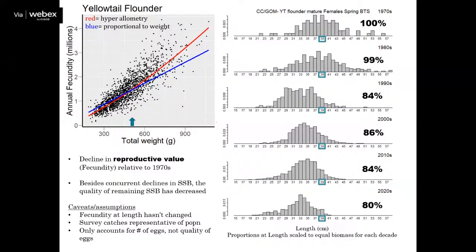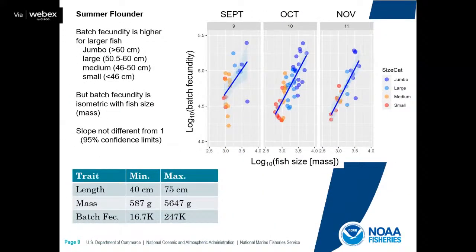And moving on to summer flounder, the next slide. So for summer flounder, as I mentioned, they have a slightly different reproductive strategy, which requires us to estimate a batch fecundity and a batch frequency to get at the annual fecundity. So in this case, we've broken these down by four size classes based on quartiles in the distribution. And we have limited, preliminary data on batch fecundity related to size.